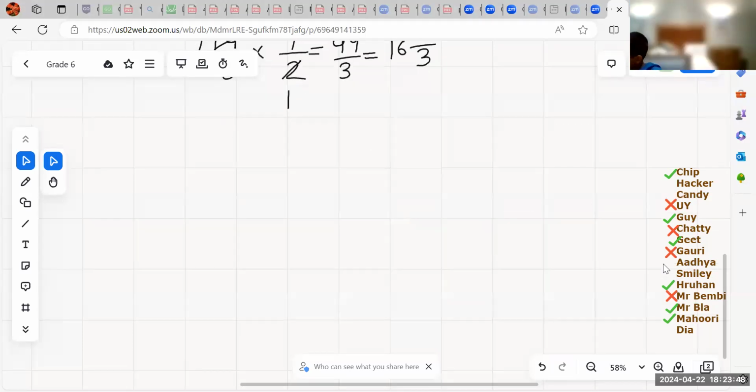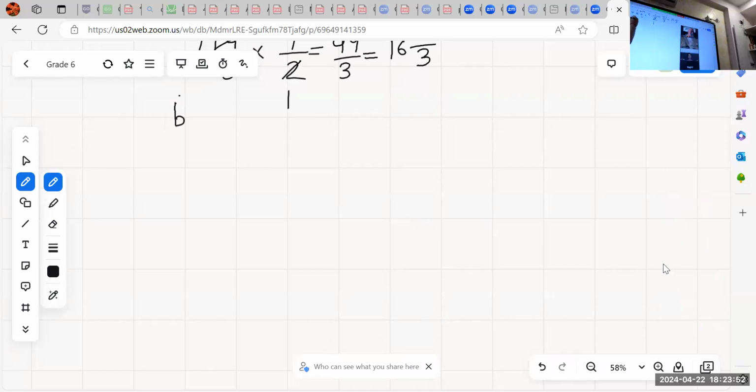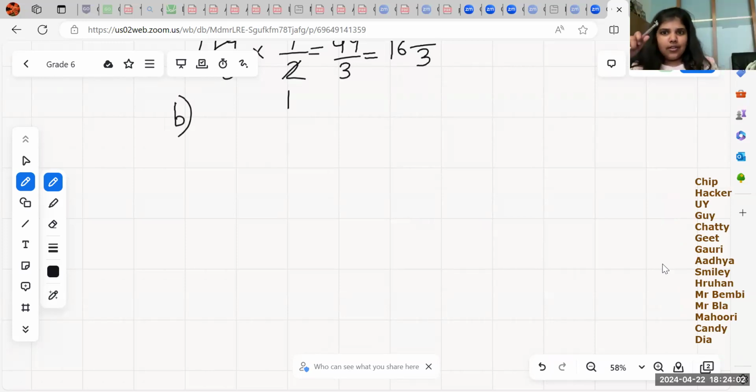Yes, ma'am, today Candy is also absent and Dia is absent and Adya might join late. No, I have to take out my notebook. Next question. So now we will do divide. Now we will do what? Divide.